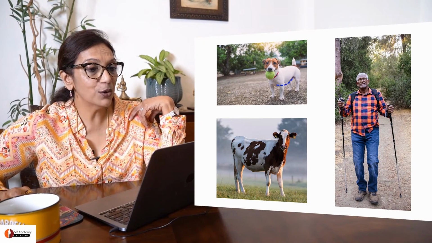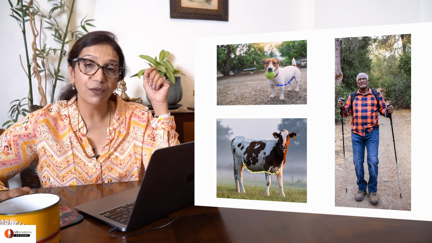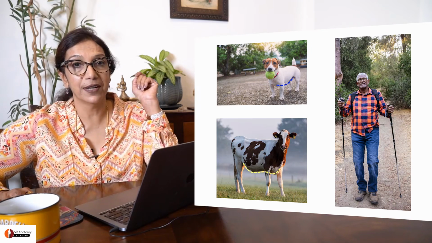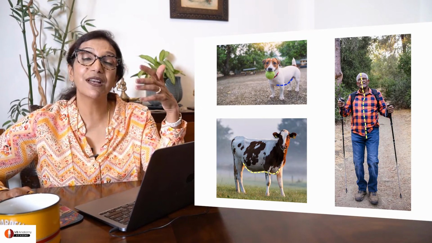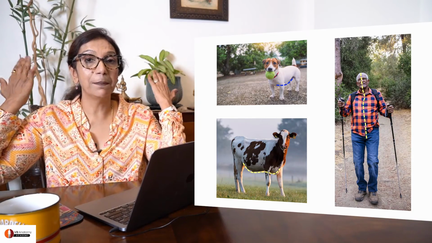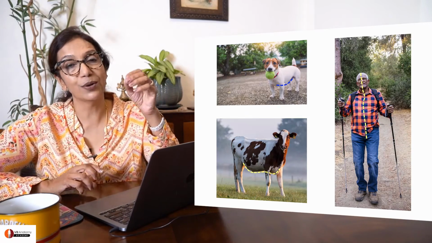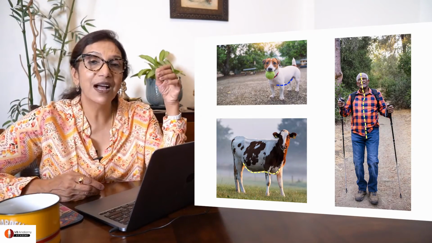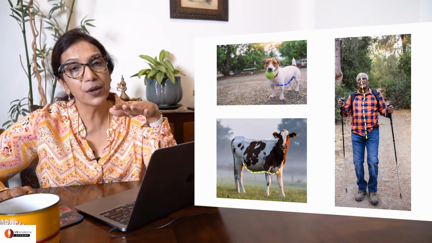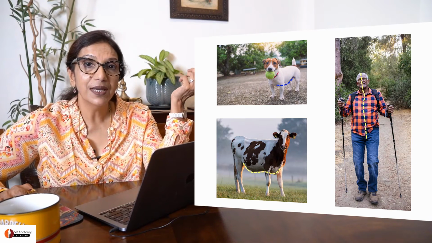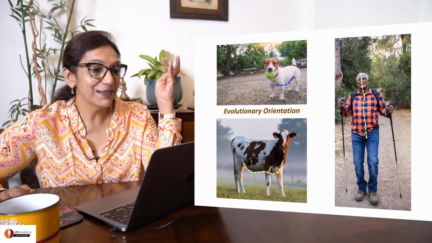So this part of the dog, which is facing the ground, this part of the cow, which is facing the ground, is ventral. Because we stood up, this part of our body is ventral, and the opposite side, the back of the dog, the back of the cow, the back of the man, is dorsal. Ventral and dorsal are embryological terms which we less commonly use for an adult and more commonly use during embryology. So this has an evolutionary orientation.